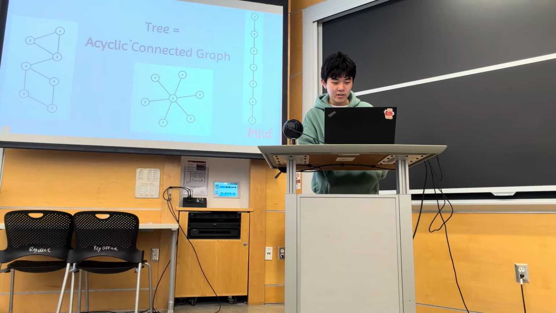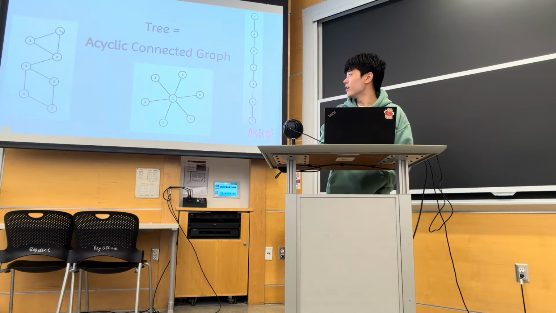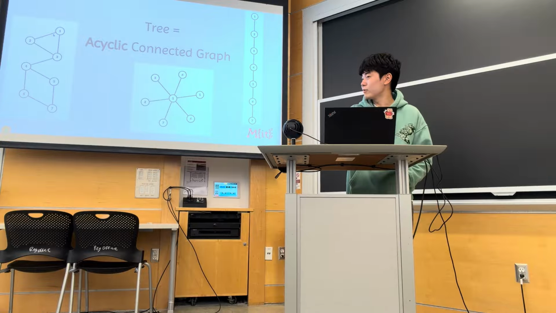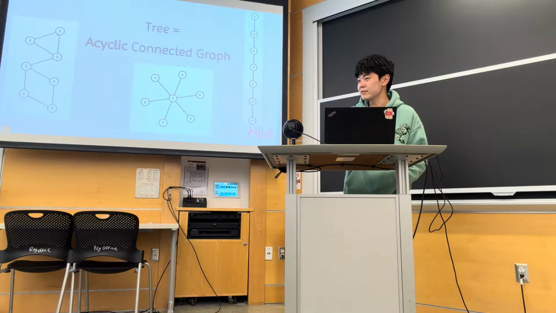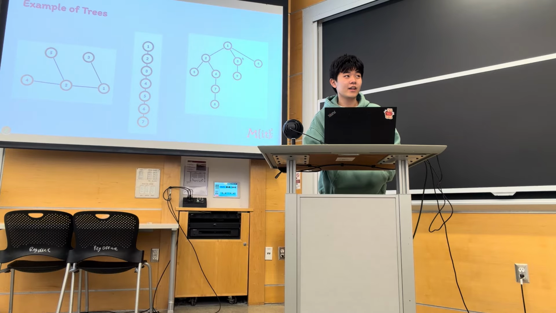The other part of an acyclic connected graph is acyclic. A tree cannot have cycles in it. What I mean by a cycle is a sequence of paths that will lead you back to your starting node. For example, here 1, 2, 3, 1. You can see there's a sequence of edges where you start from 1 and end at 1, without going through the same edge twice. This is bad, so this is not acyclic. But if you look at these two, you can see that there are no cycles and it's connected, so these two are trees. Some examples of trees: you can see that all of these examples are acyclic and connected.